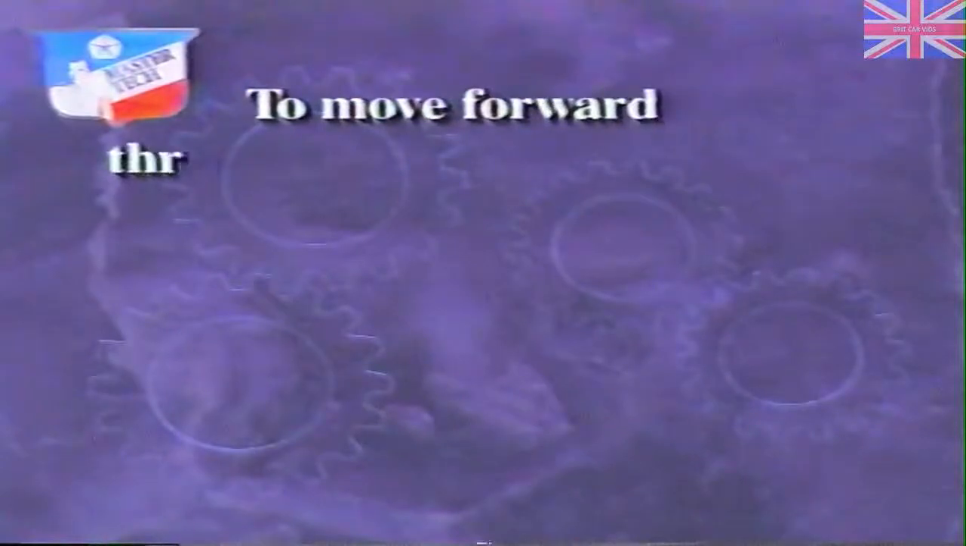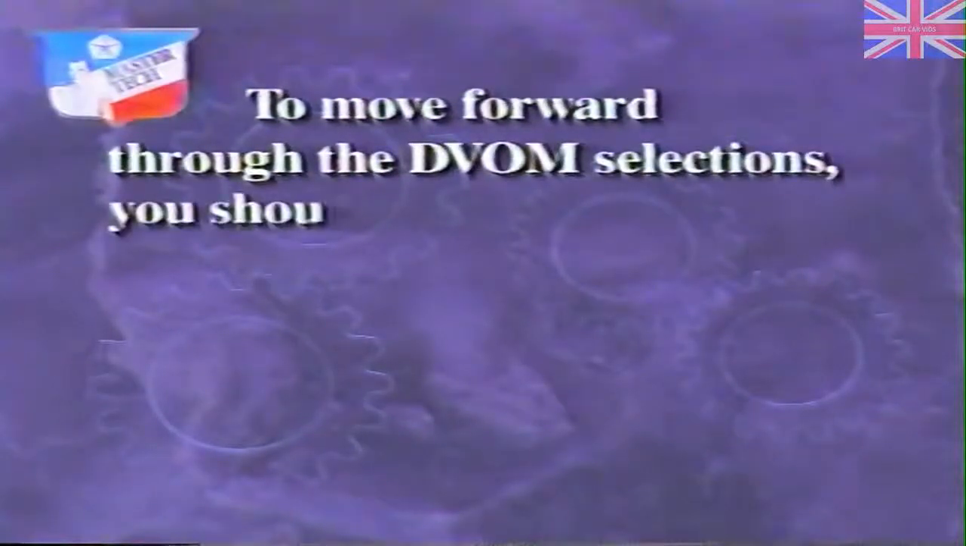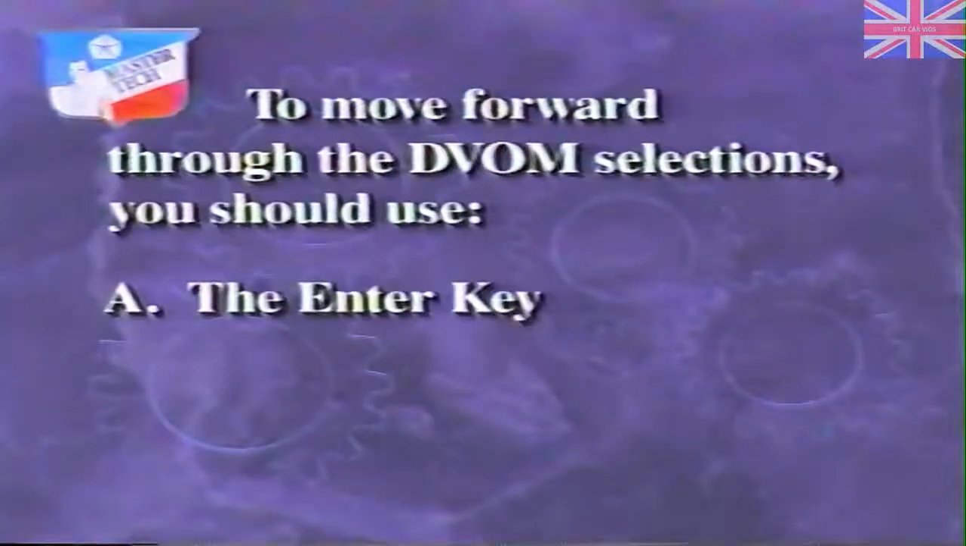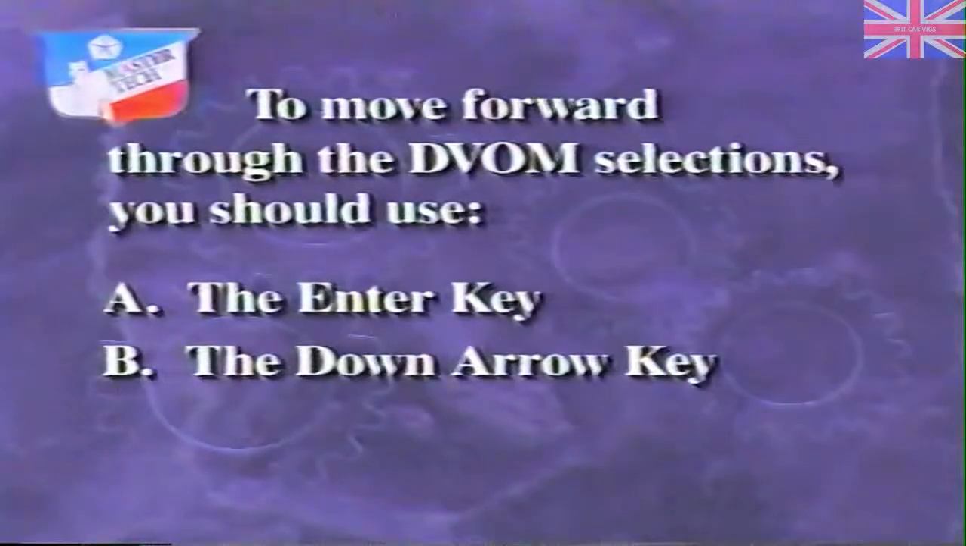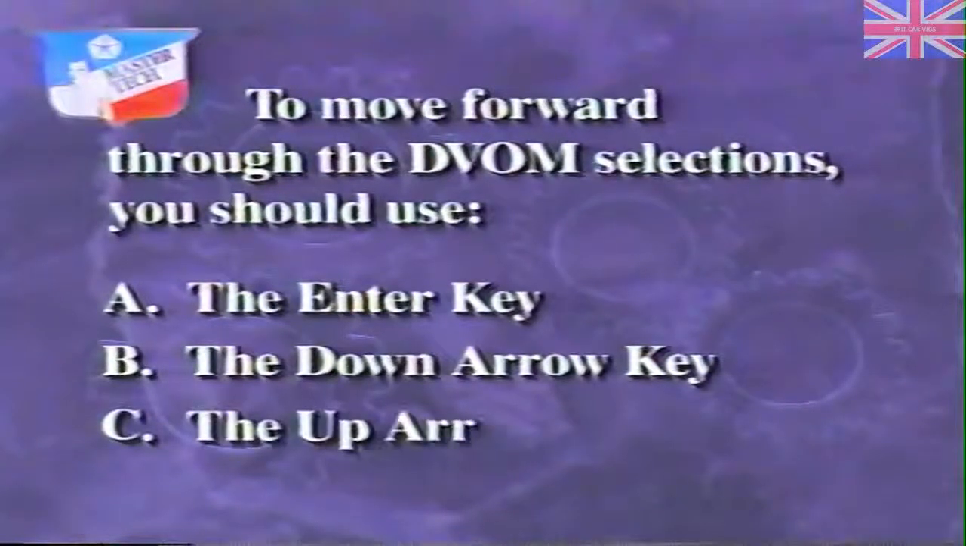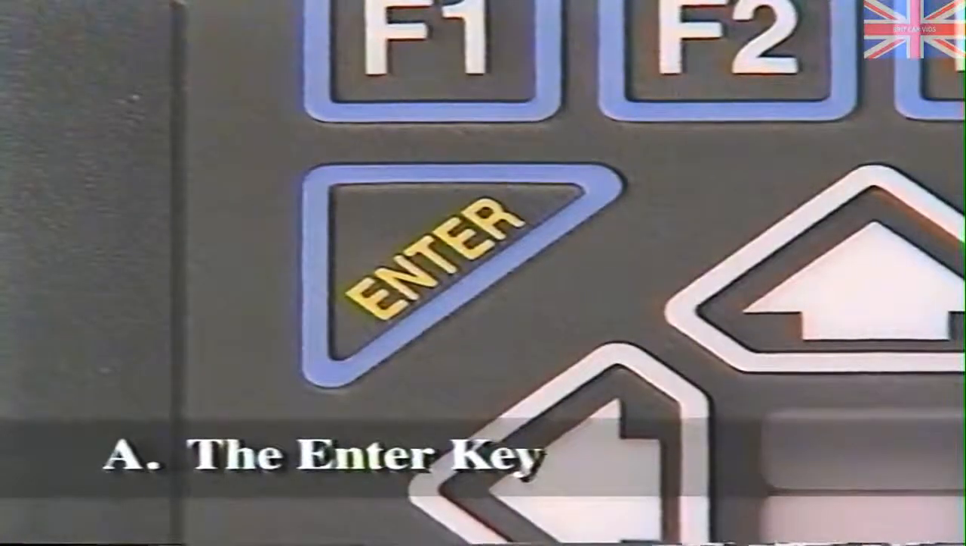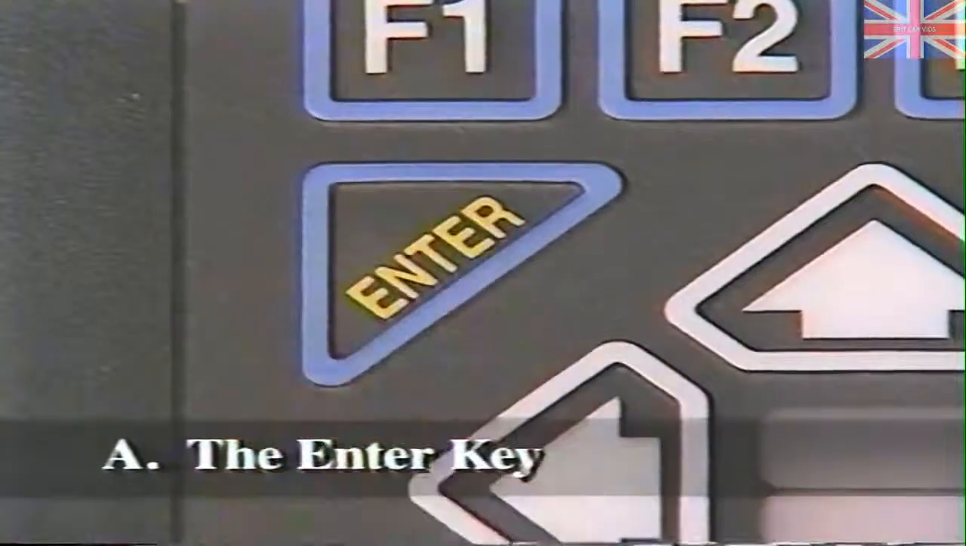To move forward through the DVOM selections, you should use A, the Enter key, B, the down arrow key, or C, the up arrow key. The answer is A. The Enter key, or Page Forward key, is used to move forward through the DVOM menu selections.